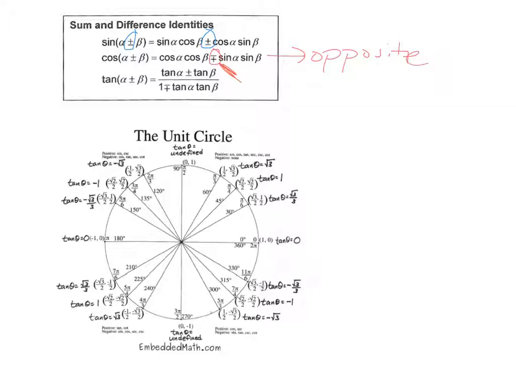So if there's a plus at the beginning, there will be a plus in the middle of the formula for sine. For tangent, it has both. On the top, it has plus minus, so you'll have the same as what you started. On the bottom, it has minus plus, so that sign will be the opposite.